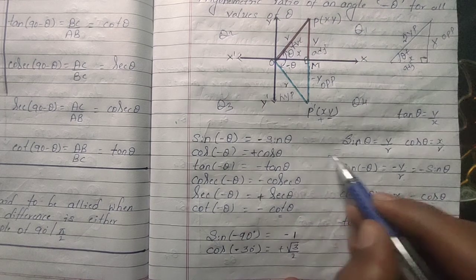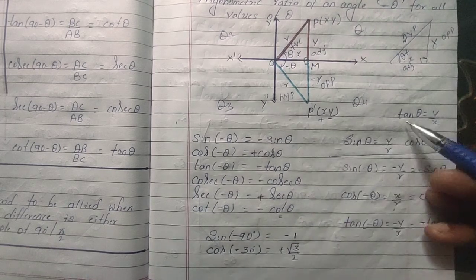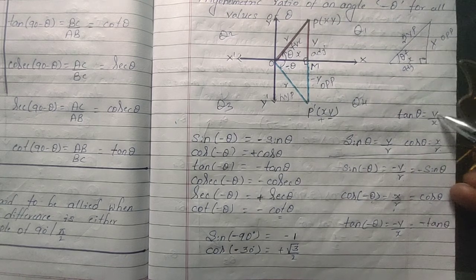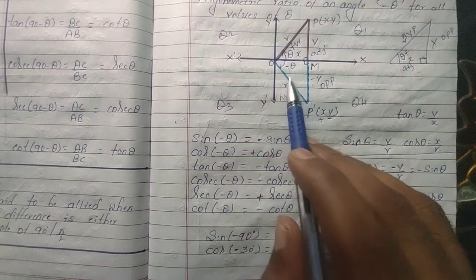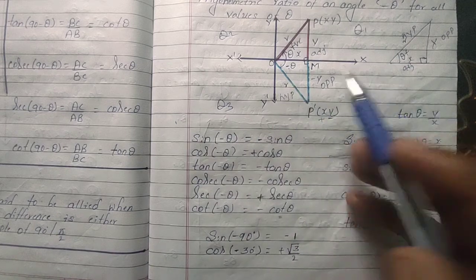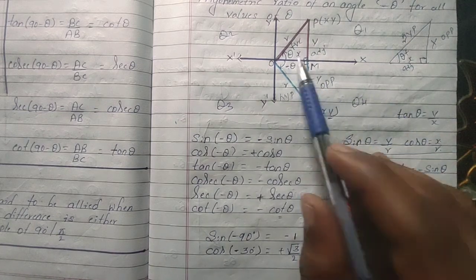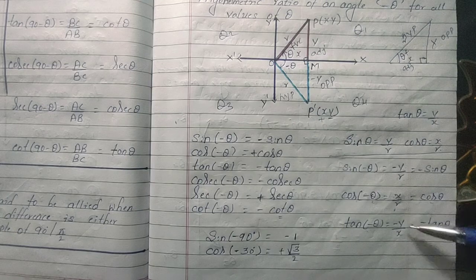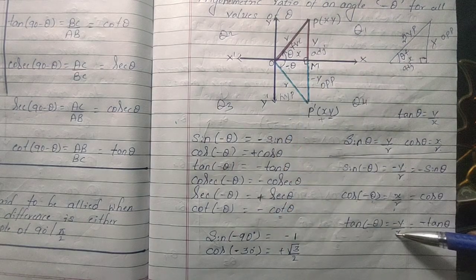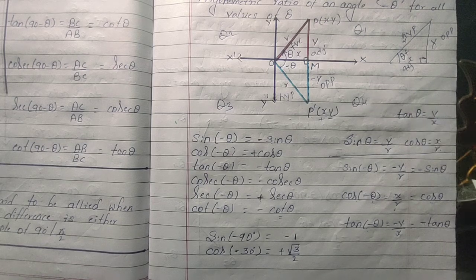Now what about tan theta? Here, opposite by adjacent, y by x. Whereas on the negative side, tan of minus theta. What is the tan theta formula? Opposite by adjacent. Opposite is minus y, adjacent is x. Minus by plus is nothing but minus. What is y by x? Y by x is nothing but tan theta.